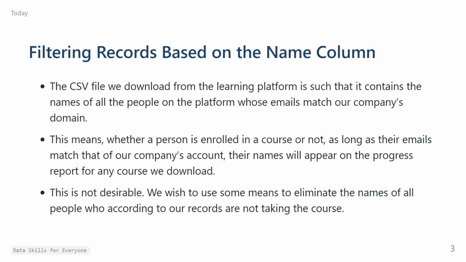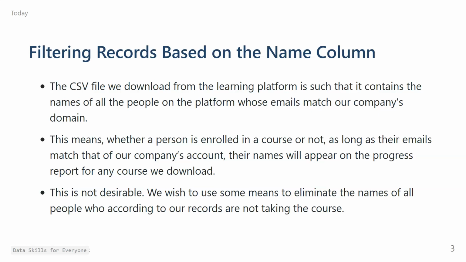And here is a little background. The CSV file that we've been working with so far, we downloaded from the learning platform, and it contains the names of all the people on the platform whose emails match our company's domain. This means that whether a person is enrolled in a course or not, as long as their emails match that of our company's account, their names will appear on the progress report for any course that we download.